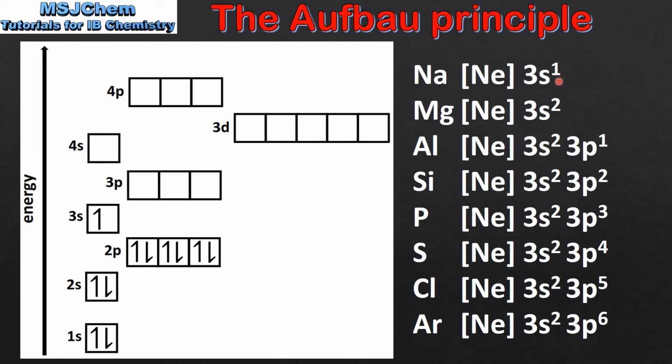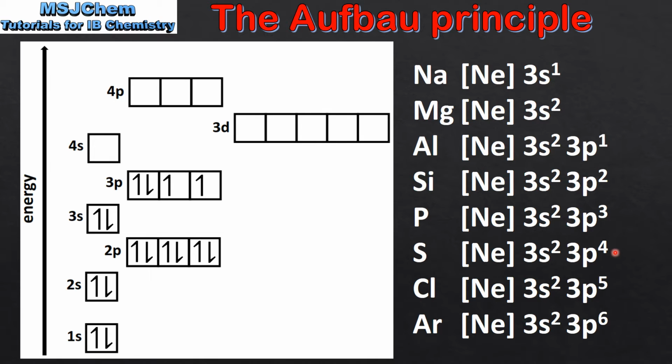So starting with sodium, we put 1 electron in the 3s sublevel. And next, we complete the sublevel with magnesium, which is 3s2. So next we start filling the 3p sublevel starting with aluminium. Next we have silicon, which is 3s2, 3p2. Next is phosphorus, which is 3p3.